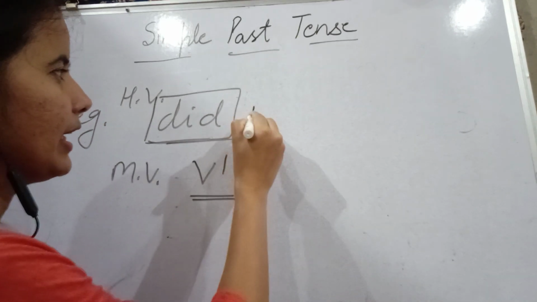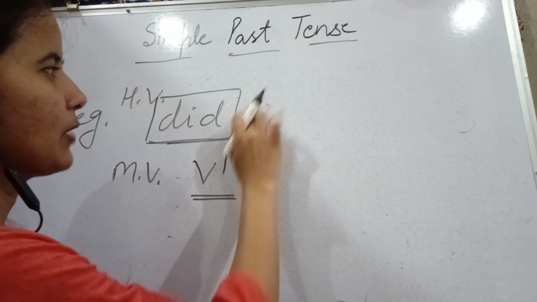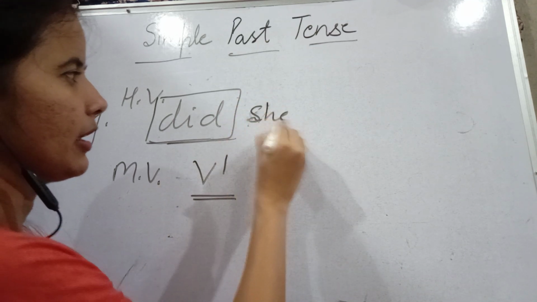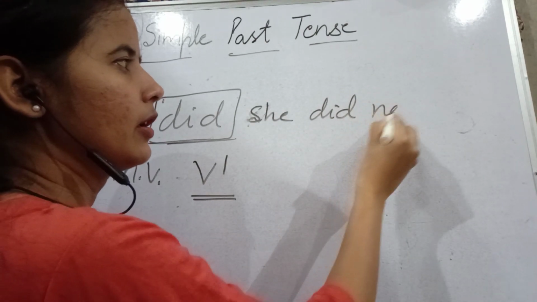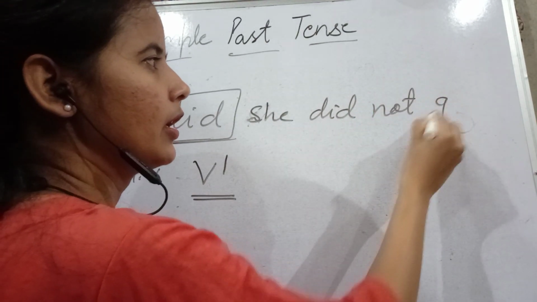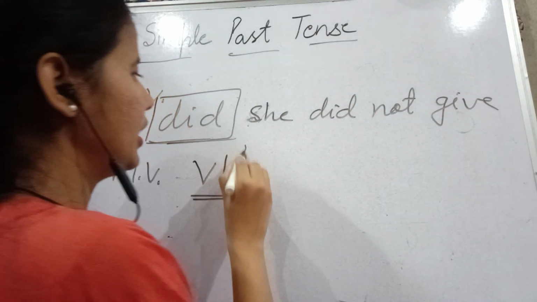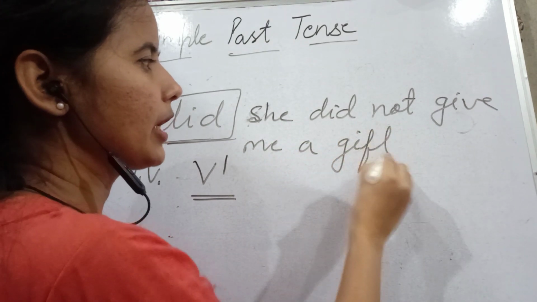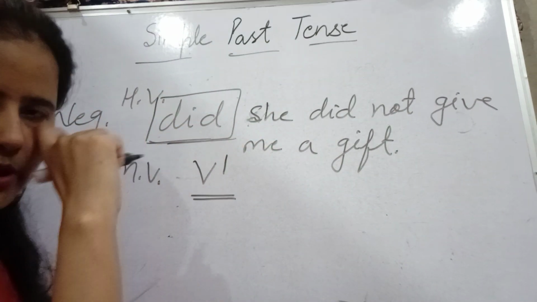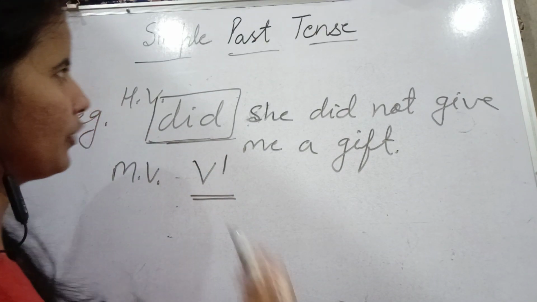So what will we write here? He or she, whatever our subject was there, we wrote, I think, she. So she did not give me a gift. She did not give me a gift. So what did you notice here? What will be the structure of a negative sentence?